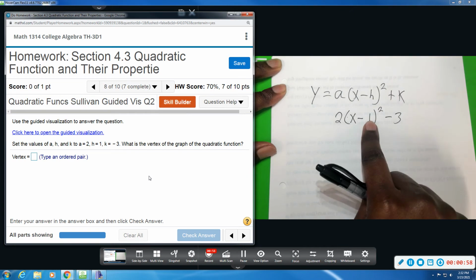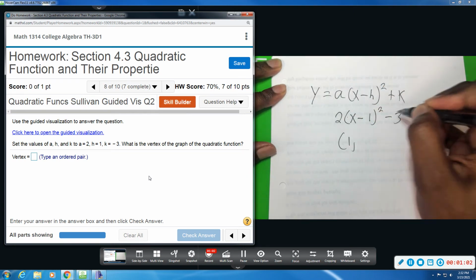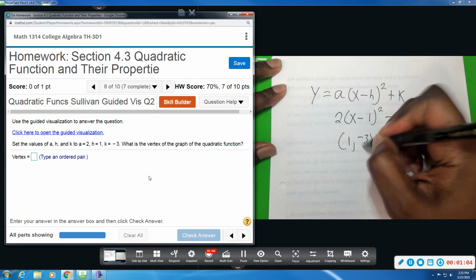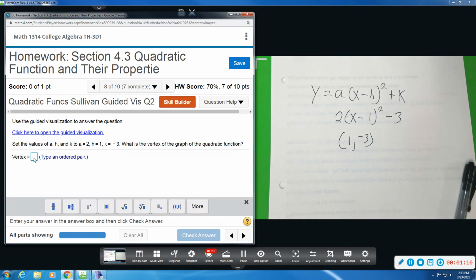So when we extract h and k, remember we do the opposite sign, which would give us a 1, and we keep the same sign. Or basically it's the same numbers that they told you here. They have already identified h and k. So our vertex is 1, -3.